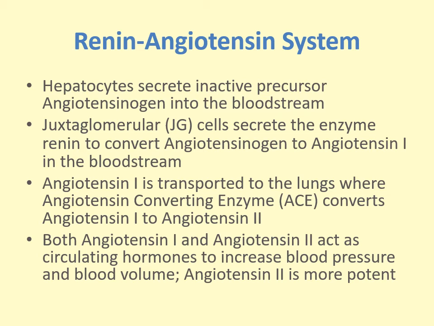Now, the interesting thing about angiotensin 1 is that because it's in the blood, it is then transported to the lungs and to other tissues as well, where there's a membrane bound protein called angiotensin converting enzyme, called ACE, and that converts angiotensin 1 into angiotensin 2. Now, the point of this is that both angiotensin 1 and angiotensin 2 promote an increase in blood pressure and blood volume. So they cause vasoconstriction, and they also promote or facilitate the reabsorption of water.